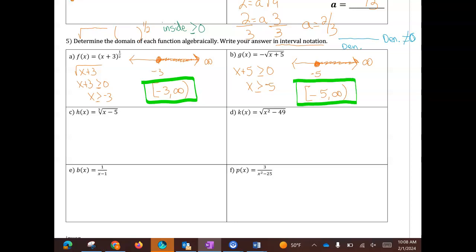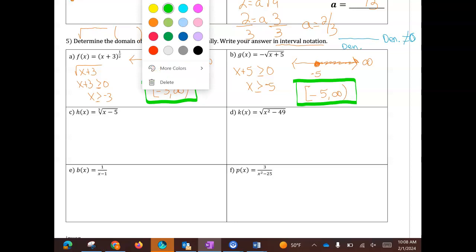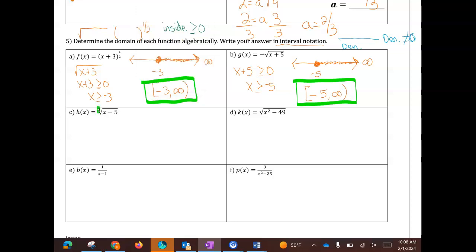All right, C, if you notice, it's actually a cube root, and cube roots are fine. I can do the cube root of any number I want. So here my domain is just going to be all real numbers, or I could do the infinities, whichever you prefer.